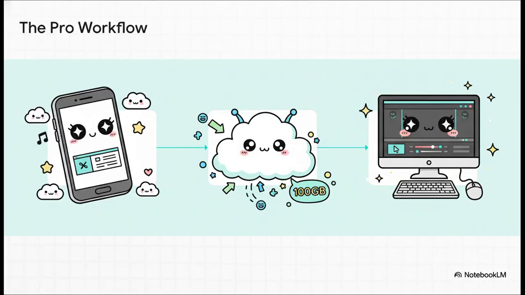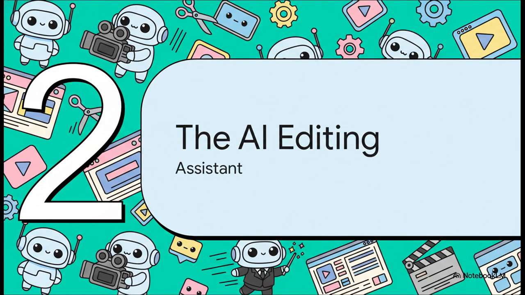And this really shows you the power of that Pro workflow. Imagine this. You can shoot a quick video and start a rough cut on your phone, right there on the spot. Then you just sync it up to the cloud. You get up to 100 gigs of storage, by the way, and then you can open that exact same project on your computer to add all the final touches. It's just seamless. So a smoother workflow is awesome, but what about actually saving you time?